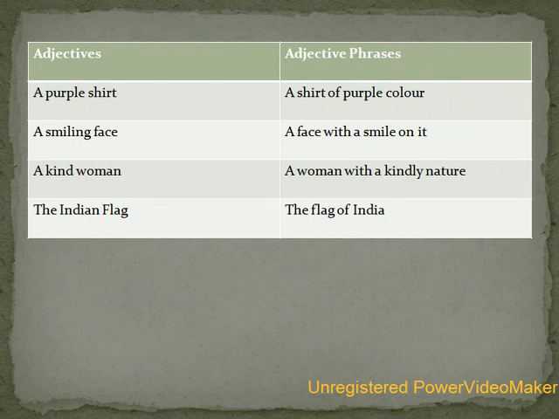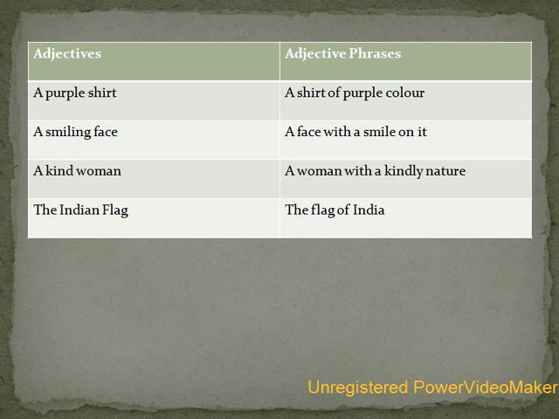Here you can see how these adjectives turn into adjective phrases. When we talk about a purple shirt, it is only an adjective. It cannot be categorized under adjective phrases. When we are talking about adjective phrases, a purple shirt will become a shirt of purple color.